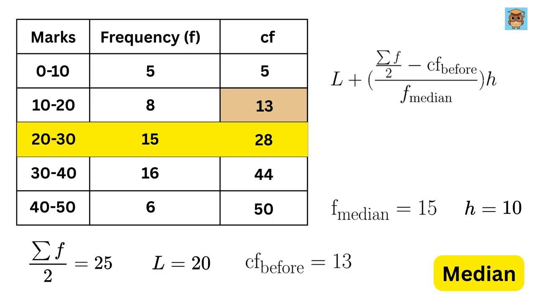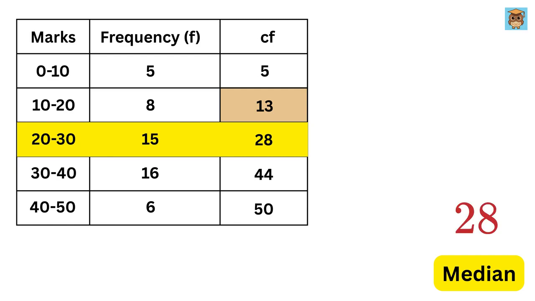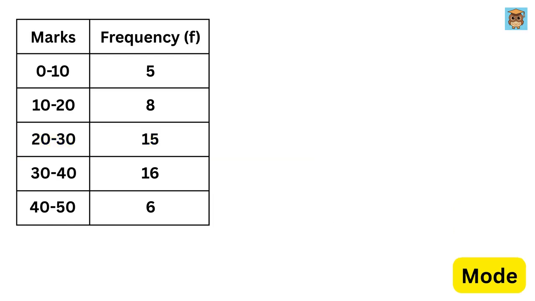Substituting these values, we get 20 plus (25 minus 13) divided by 15, times 10. This will become 20 plus 12 over 15 times 10, or 20 plus 120 over 15, which is 20 plus 8, or 28. Thus, the median marks are 28. Now, let's move on to calculating the mode.